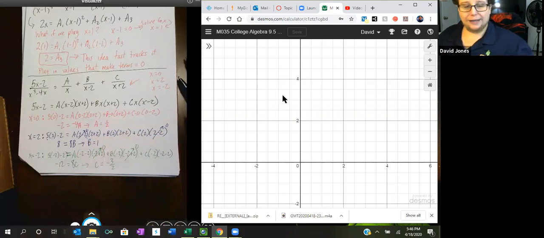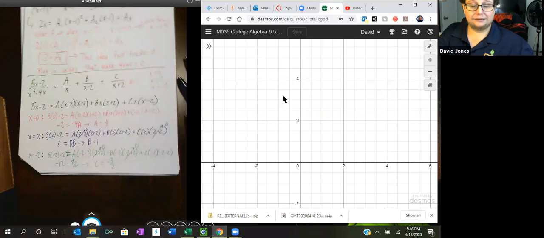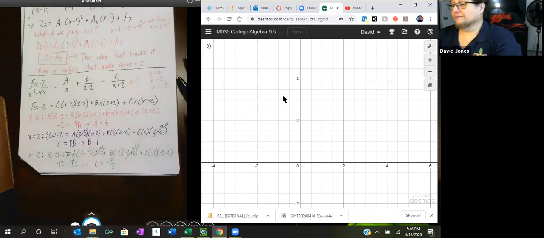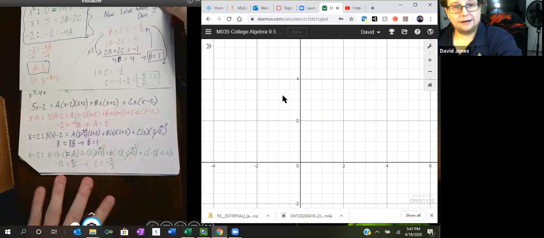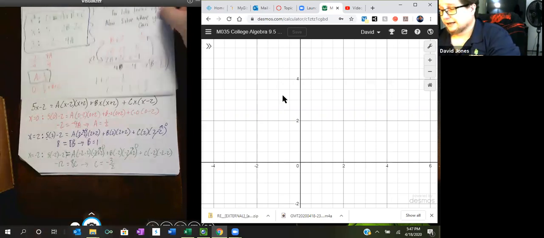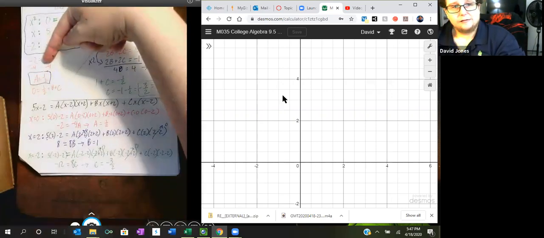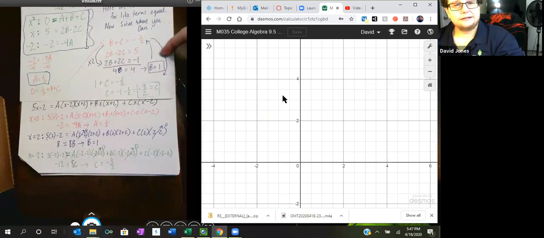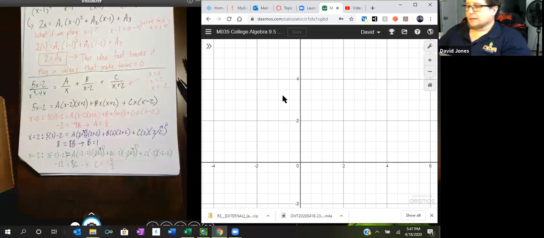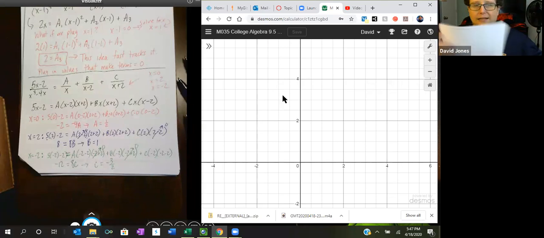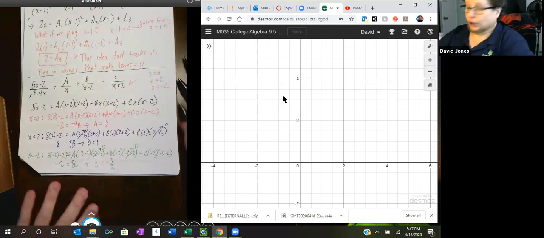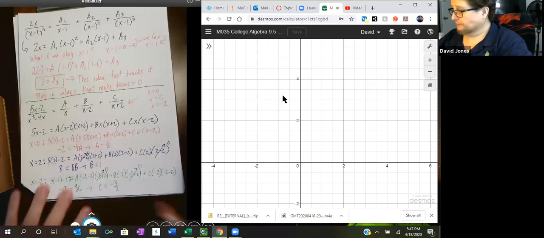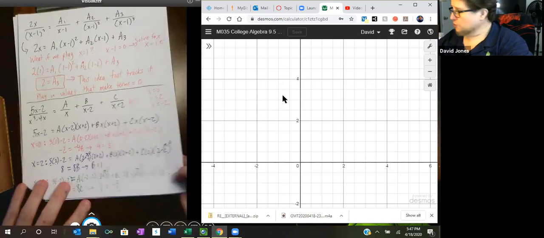Go back and look at what we had before. Those are the three values we had. A equals 1/2. B equals 1. C equals negative 3/2. So this method can speed things up substantially, plugging in the things that zero out terms. It doesn't always work, okay? But usually works pretty well.